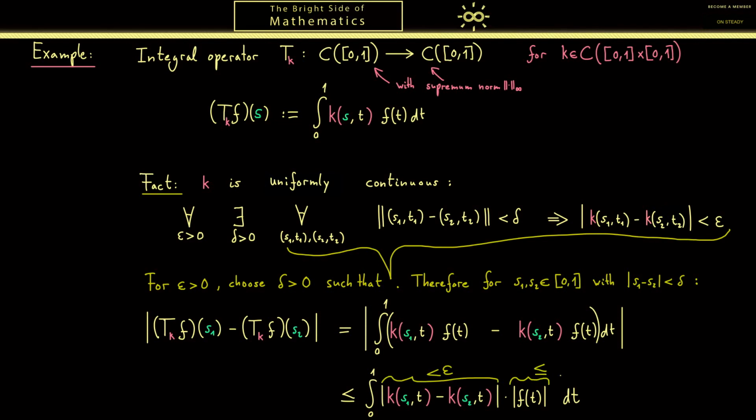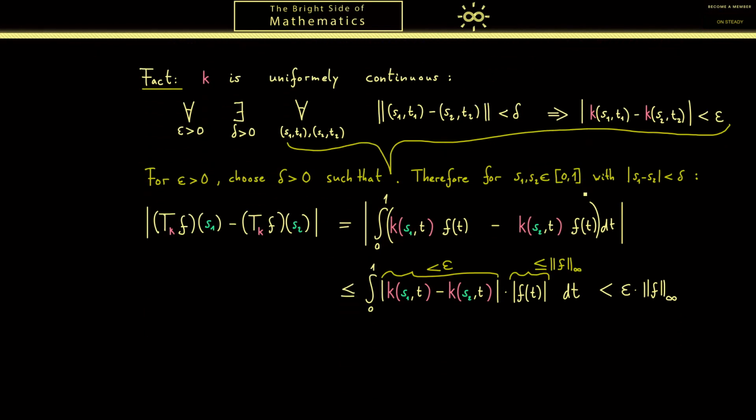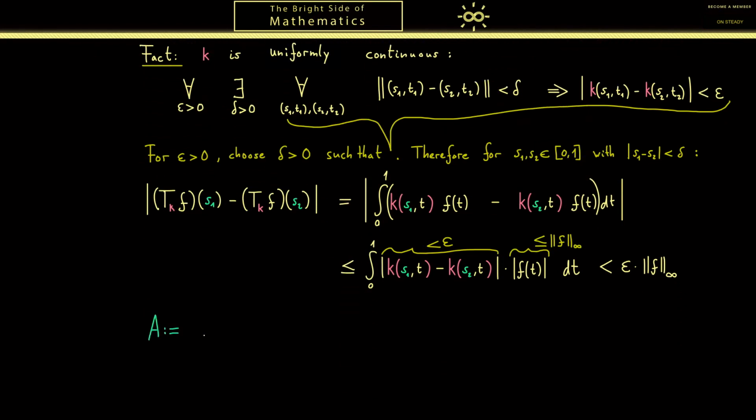By using also that this one is less than the supremum norm, we are finished with the whole integral. It's simply less than epsilon times the supremum norm. And because the supremum norm of f is just a constant in the whole calculation, we now know that this function is indeed continuous. So we can note our operator as written here is well defined. However, our calculation here shows us even more. If we define the set A as the image of the unit ball, then we see by this whole estimate here that the set A is uniformly equicontinuous.